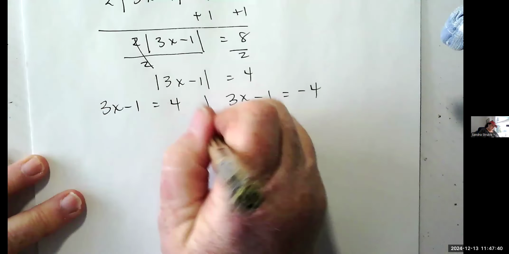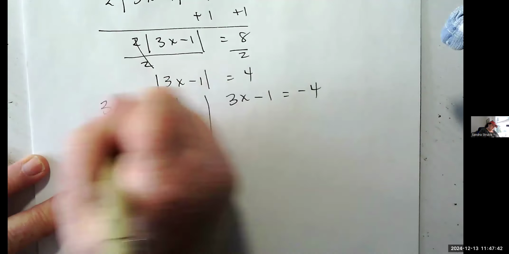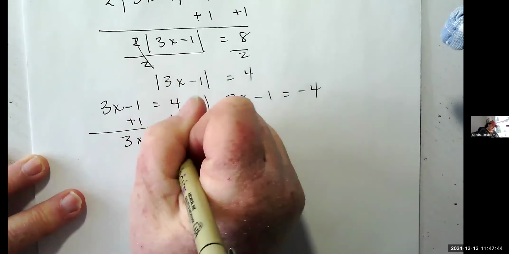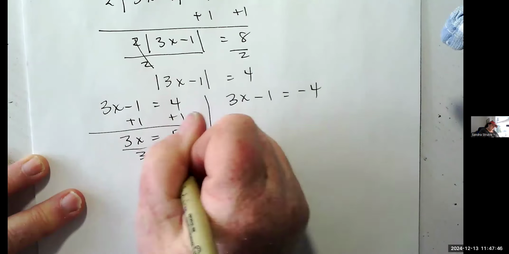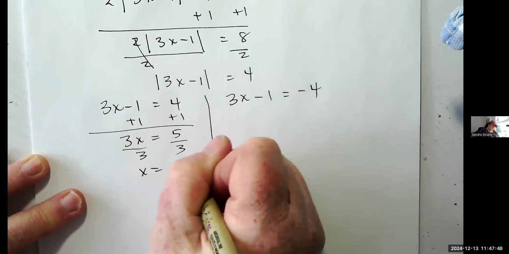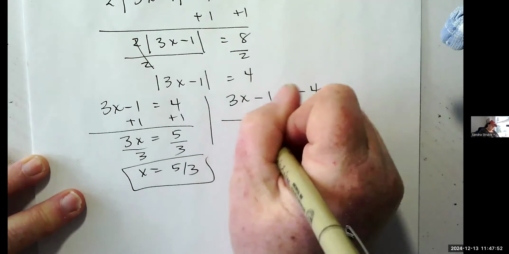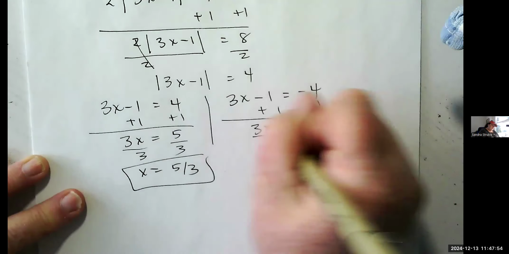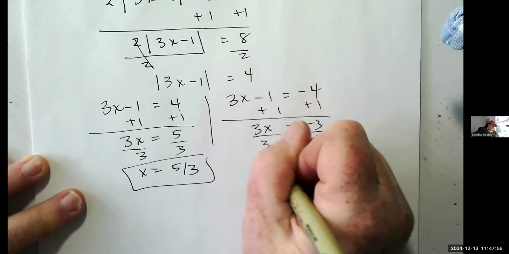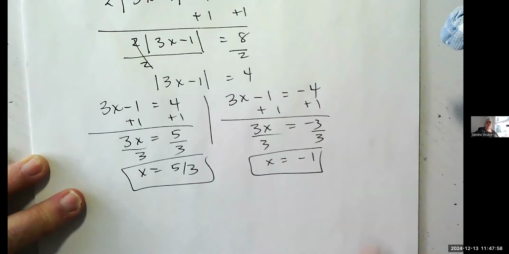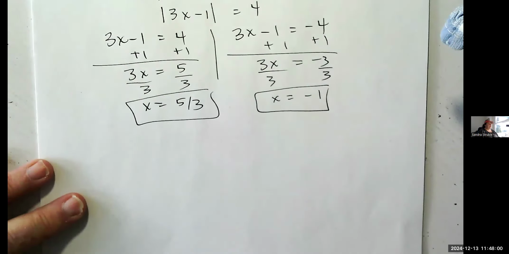Okay, we solve this. Add 1 to both sides. Divide both sides by 3. Add 1 to both sides. Divide both sides by 3. There you go. Next, answer in interval notation.